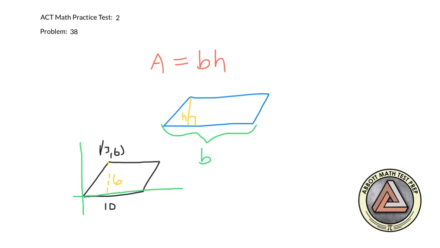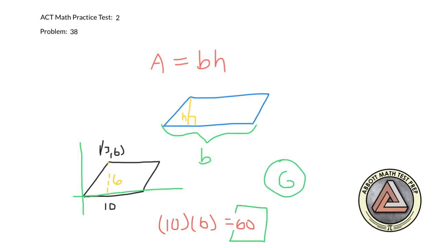So we're looking at 60. And how did I get 60? Well, again, you just multiply it, base times height. 10 times 6 is 60. And thank God, because really, who wants to deal with all those radicals? So the answer to that one is G.